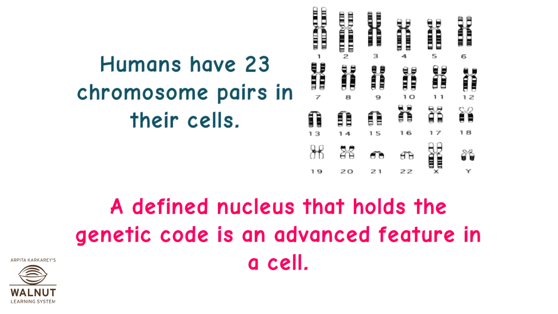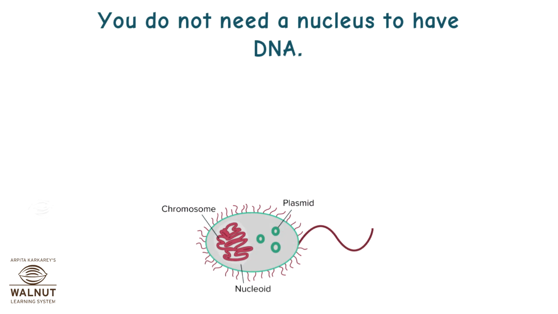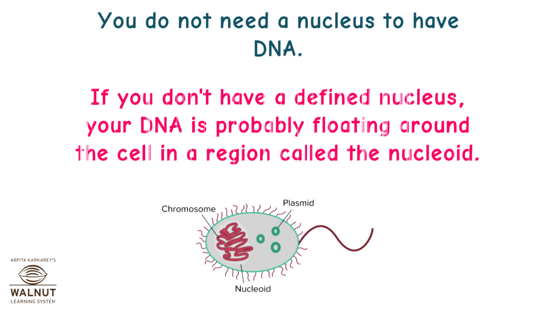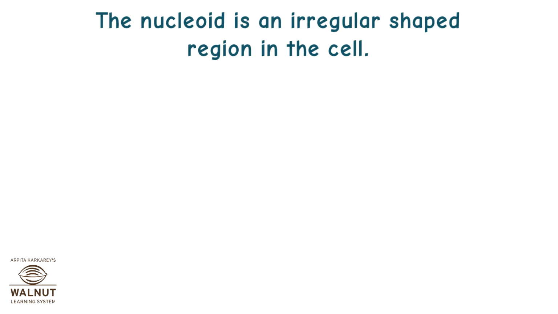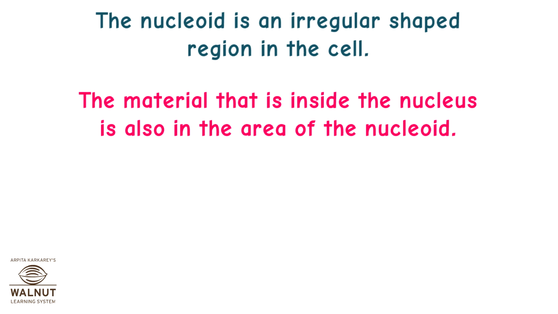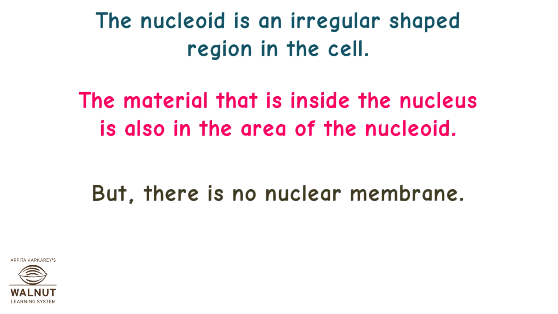A defined nucleus that holds the genetic code is an advanced feature in a cell. You do not need a nucleus to have DNA. If you don't have a defined nucleus, your DNA is probably floating around in the cell in a region called the nucleoid. The nucleoid is an irregular shaped region in the cell. The material that is inside the nucleus is also in the area of the nucleoid. But there is no nuclear membrane.